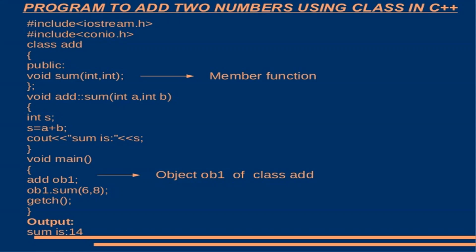तो A और B की वैल्यूज जो है हम नीचे से पास करेंगे. ओके. Sum is equal to A plus B, cout sum and S. This is the definition of the member function add. Sorry, member function sum. यहाँ पे क्लास का नाम है.